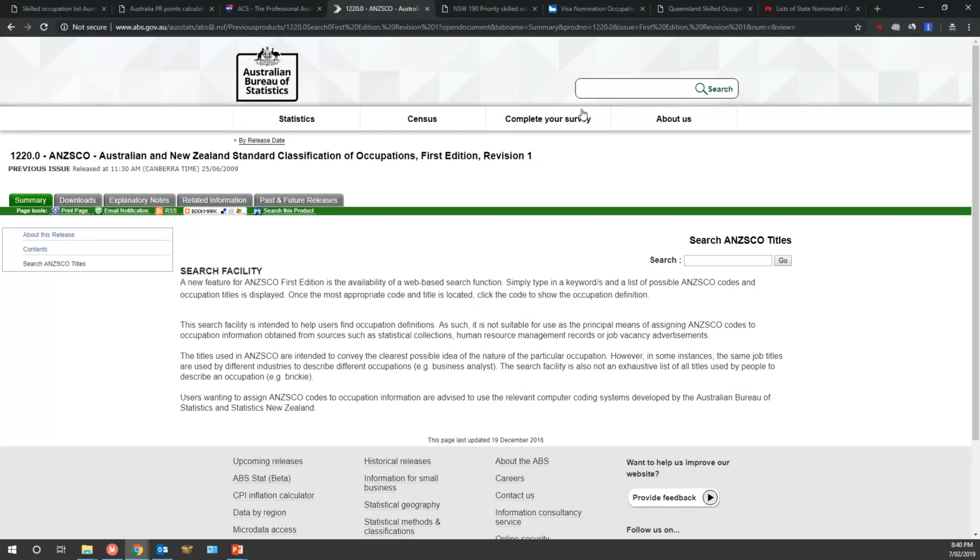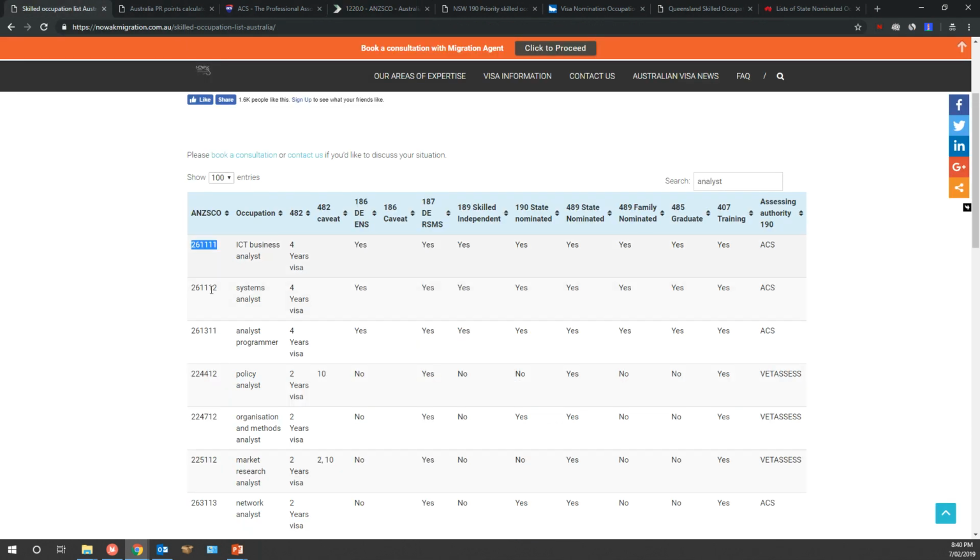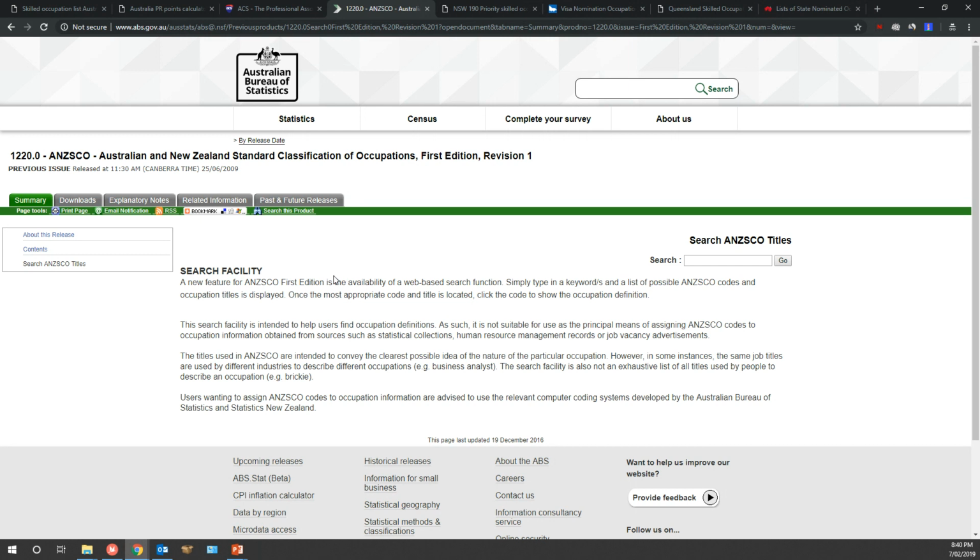So there is ANZSCO. Each and every occupation has got the ANZSCO code. So these two, systems analyst and business analyst, are in the same group. First four digits is a group. And then there is the occupation. Analyst programmer is a different group, 2613. All right, here is the Australian Bureau of Statistics, Australian and New Zealand Standard Classification of Occupations. This is the official site, all right? So that's the source of everything when it comes to the occupations.